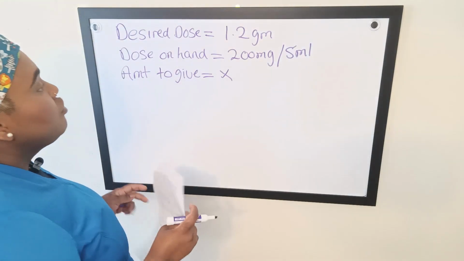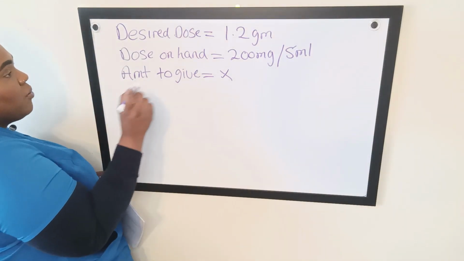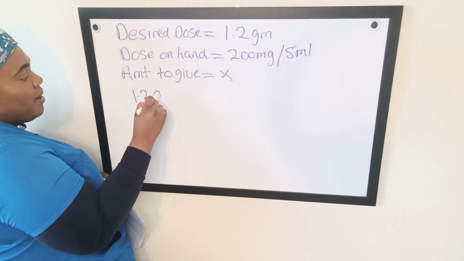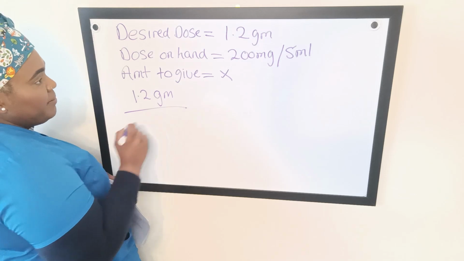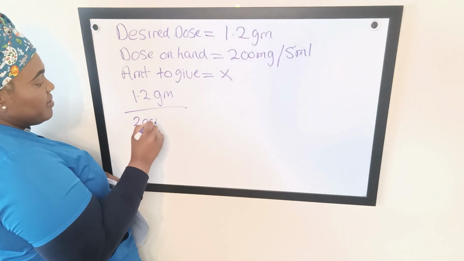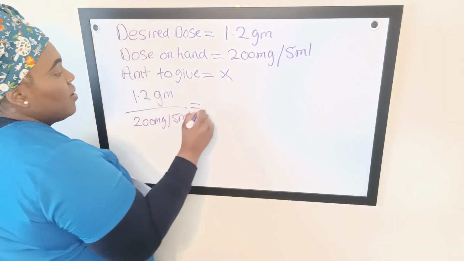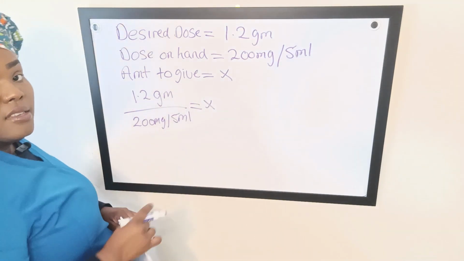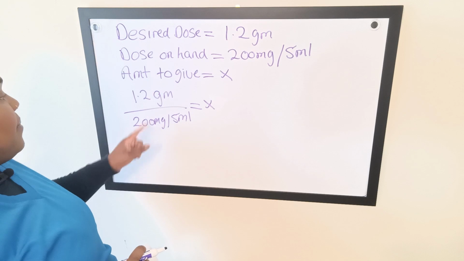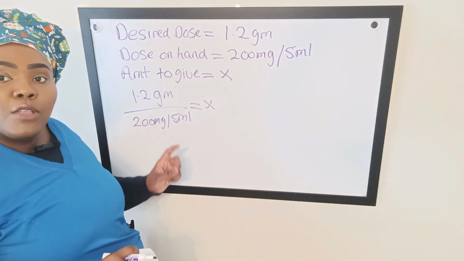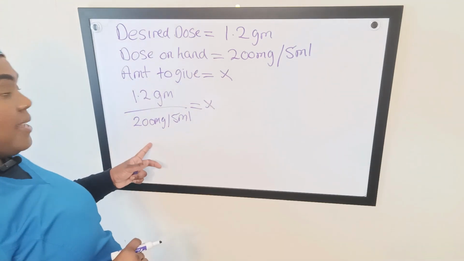Okay? So basically this is what our summary is going to look like: 1.2 grams divided by 200 milligrams per 5 mils equals X. This is a lot. This is going to intimidate anybody. So we have to break this down so that we can work it out. You can't work this out like this.